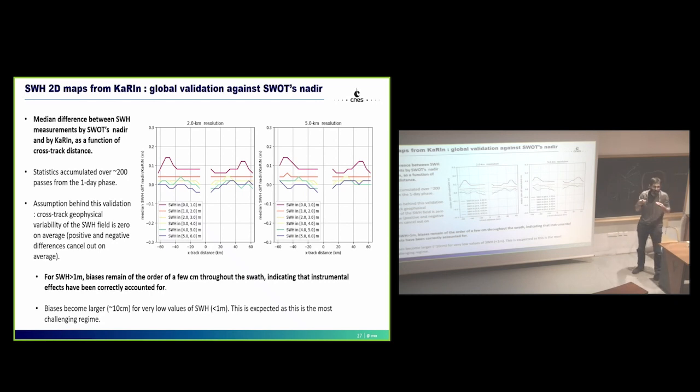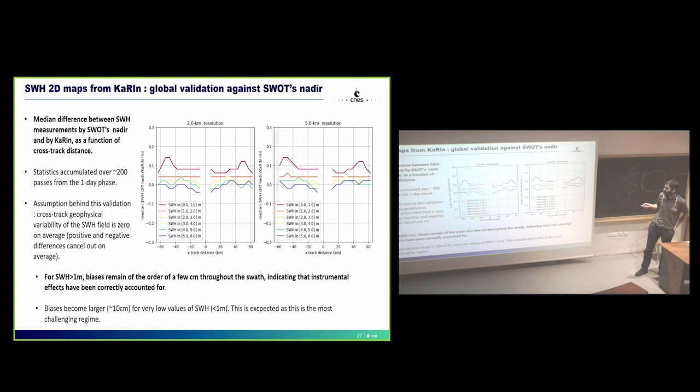Again, as I said before, the assumption when we do this validation, because the nadir and Karen are not measuring at the same location, and we know that SWH has spatial variability, but on average, you can probably expect that if you average enough, the SWH from Karen and from nadir should be the same. And this is what we get. So we essentially get bias.